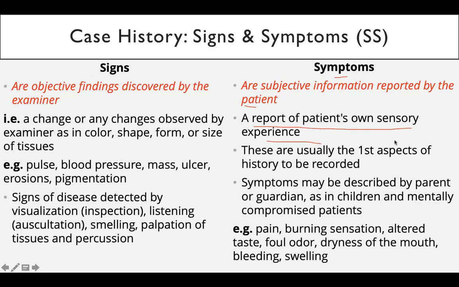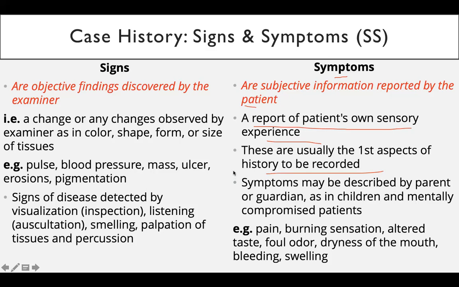I have pain, I have this pain, I have that kind of pain, I have a burning sensation, I have bad breath. All of the colleagues say that I have bad breath and I have this history. Okay, so these are the symptoms. These are usually the first aspects of the history to be recorded.